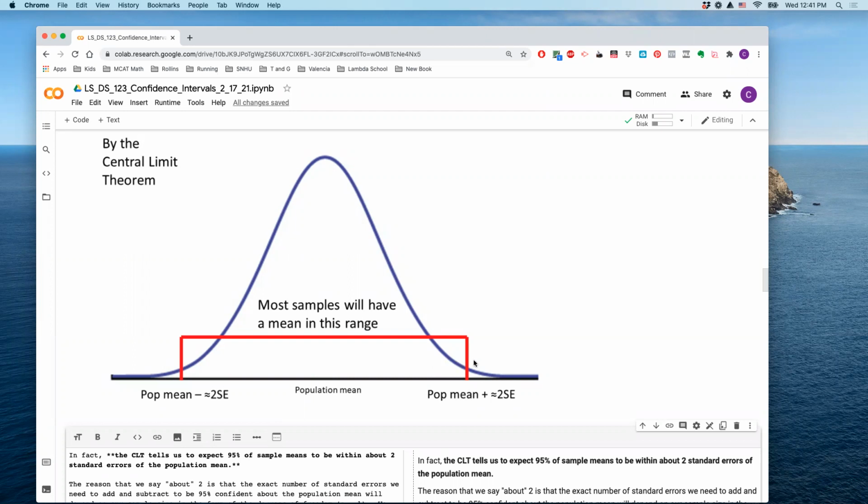We don't know if we have a dud that's way out here that's not going to generate a confidence interval that captures the true population mean. We don't know that we have an almost dud that almost doesn't capture the true population mean. We don't know which one we've got. But by the central limit theorem, there's a 95% chance we've got a good one and a 5% chance that we've got a dud.